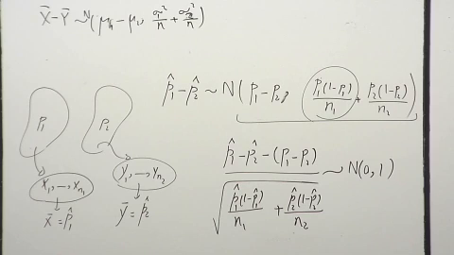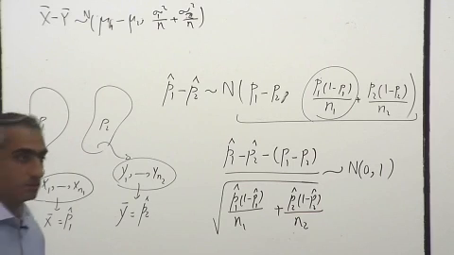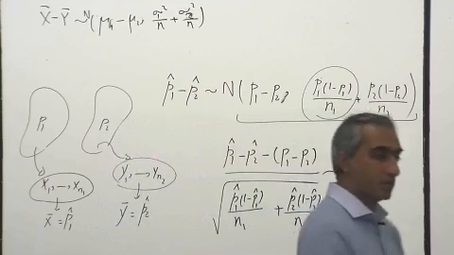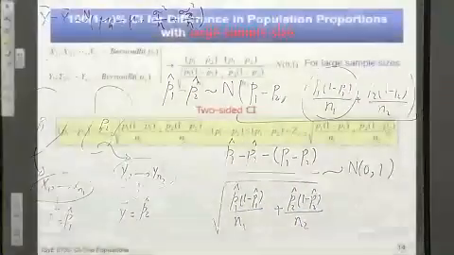What else here? You remember I said n1 plus n2 minus 2 should be greater than 30, so that you can approximate t with z. Here, both n1 and n2 should be large. It's not n1 plus n2. Both of them should be large. This is very important. Over there, the summation should be large. Here, both of them should be large.